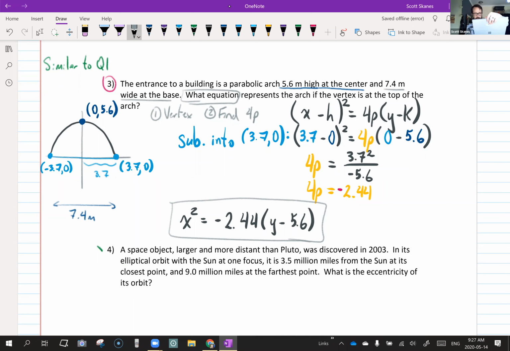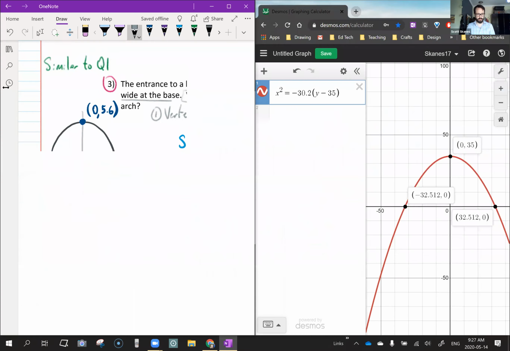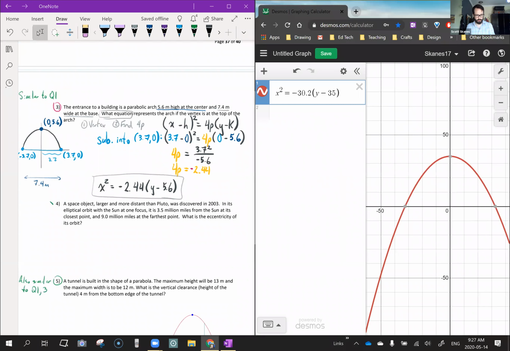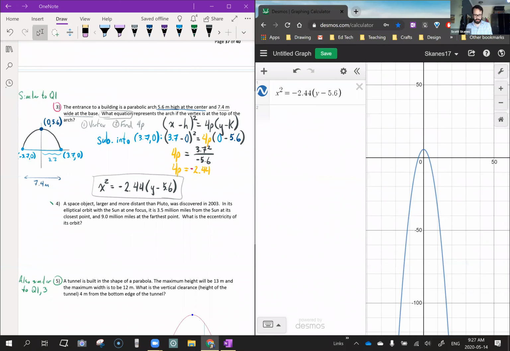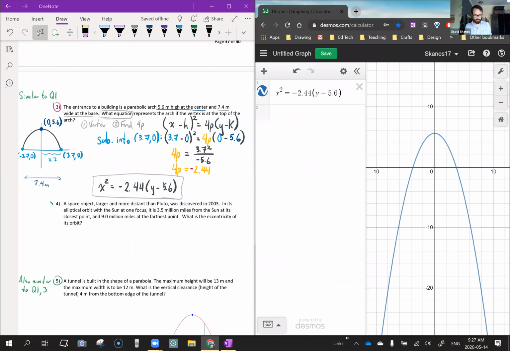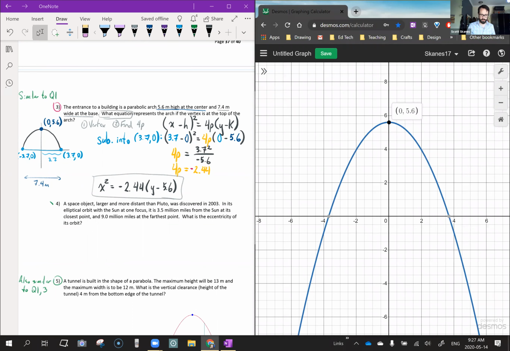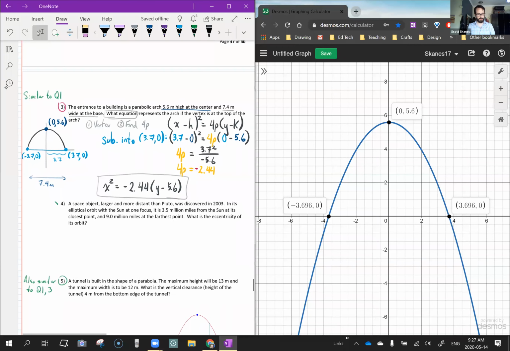I'll keep that there, and I want to graph it on Desmos just to check it because it's silly not to. And it's so easy to use Desmos. So check my work here. x squared equals negative 2.44, y minus 5.6. Let's just zoom in on this. Okay, it looks good. Let's make sure that the information on it is correct. So 0 and 5.6, perfect. 3.7 and 0, close enough. Negative 3.7 and 0, good. This is exactly what I wanted. So, excellent.